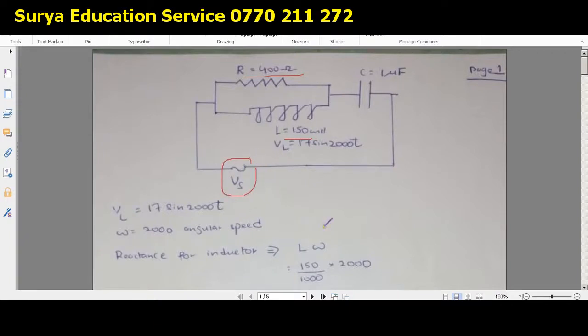And also, according to this problem, guys, just keep in mind, they have given us the voltage across the inductor. The voltage across the inductor is given as a function, which is 17 sine 2000 t, right? So here VL equals 17 sine 2000 t. Now you know this 2000 is the angular speed and this 17 is the peak voltage, right? Okay, this t is time, so they have given us the voltage across the inductor.